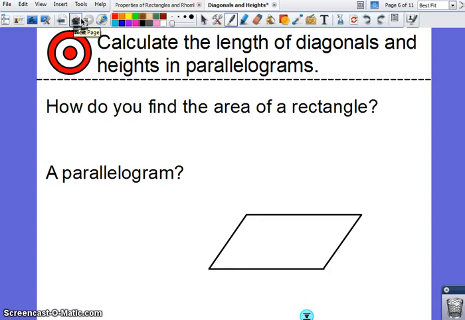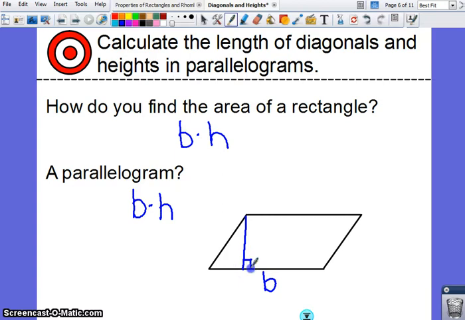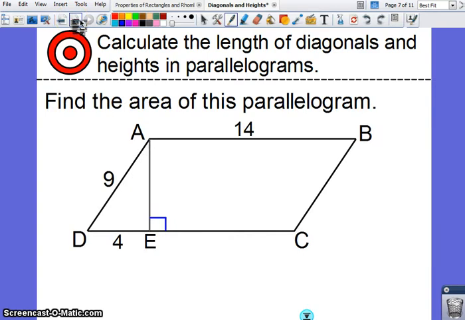Alright, now for calculating heights. Okay, so to find the area of a rectangle, we did base times height. Well, it turns out for a parallelogram, it's the same thing, but you gotta be careful about where your base and your height are. Because your base is these sides here, these base sides. But your height is actually that line that is perpendicular to the base. So this is your height. So this is not your height over here. This is. Okay? So we're going to need to be able to find this segment in order to find the area of a parallelogram. Now we could use the Pythagorean theorem.